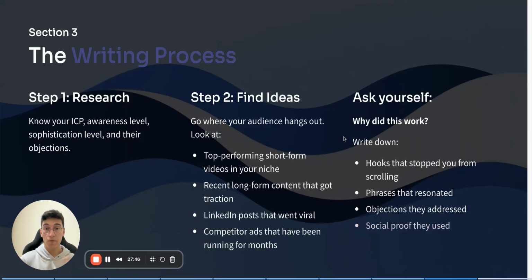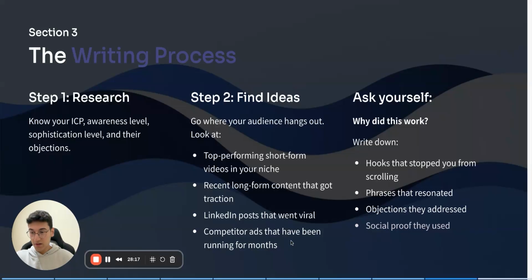You need to look at top performing short form videos in your niche, like what they watch. You need to look at recent long form content that got traction on YouTube maybe, or maybe on Reddit. You need to check the LinkedIn posts that went viral in your niche. You need to do competitor research. You need to check their ads that have been running for months. If their ads are running for months, they have a high probability of becoming winners.